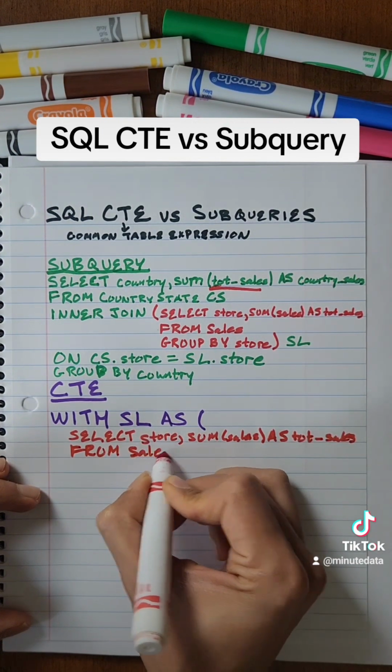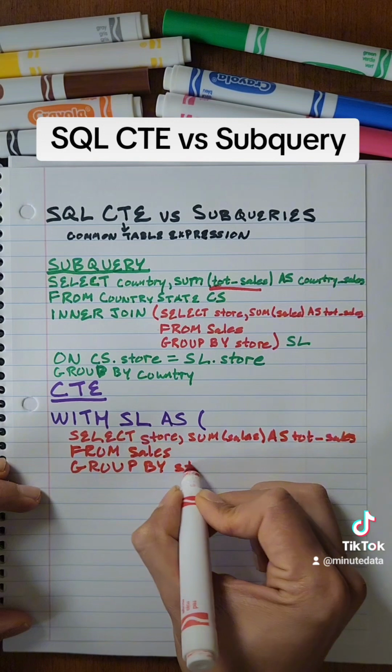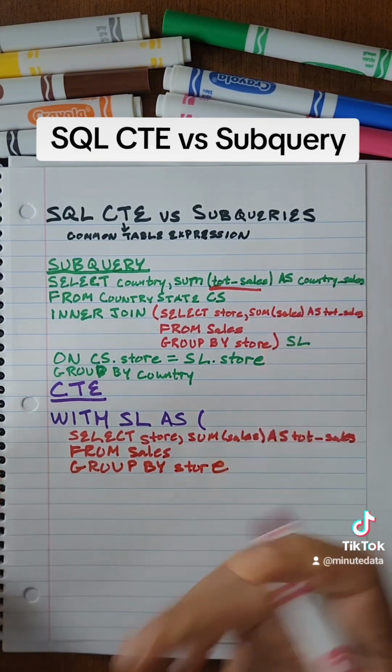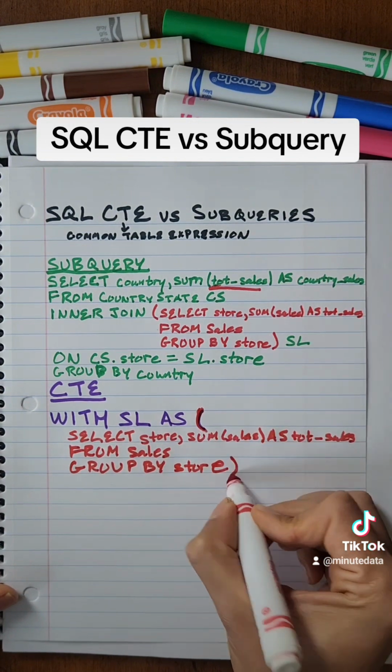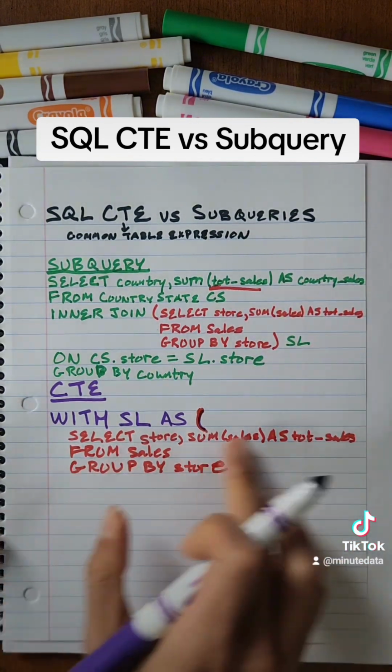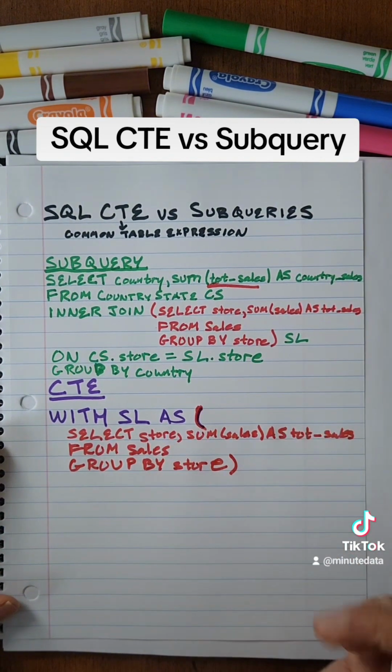from sales table, group by store. Literally the exact same thing as the red section. Let's even make the parentheses red also. So now we have this temporary table called SL with the results of the store sales.